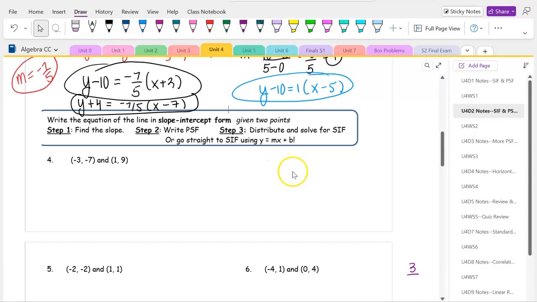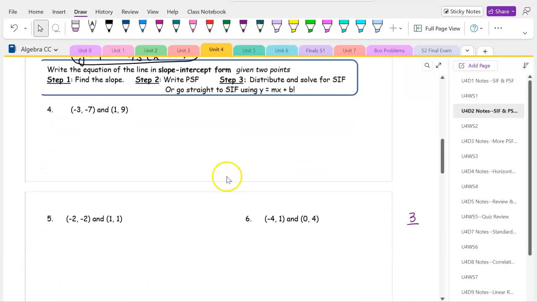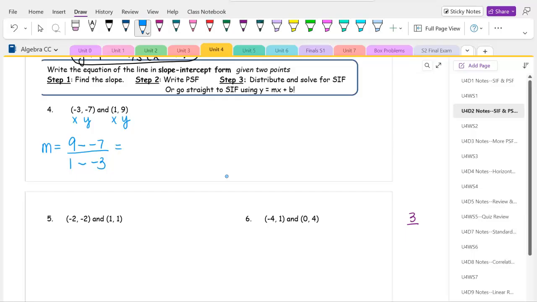So our next obvious step is to go ahead and move to slope-intercept form. So we are going to do everything that we just did, but then we're going to distribute and solve like we did up here in number 1. Start off by finding your slope. So that is second y minus first y over second x minus first x.